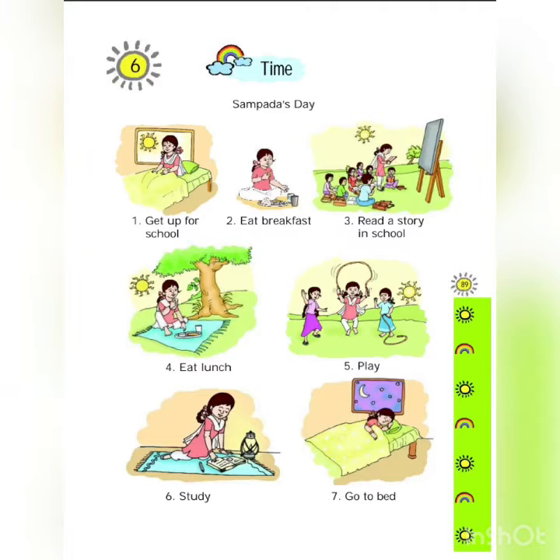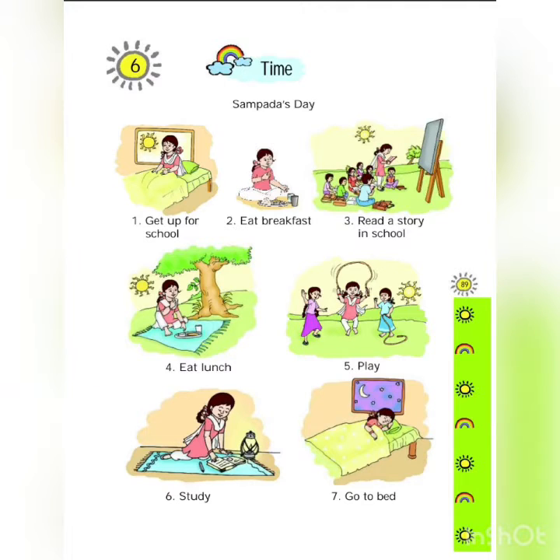Now children, let us discuss Spandana's daily routine. She gets up for school first, she eats breakfast, then reads a story in school, then has her lunch, then she goes to play, then she studies, and after that she goes to bed. This is Spandana's daily routine. So each and every one will have their own daily routine, no, children? Like that you will also have your daily routine. What you have to do, I'll be telling you at the end of this video.